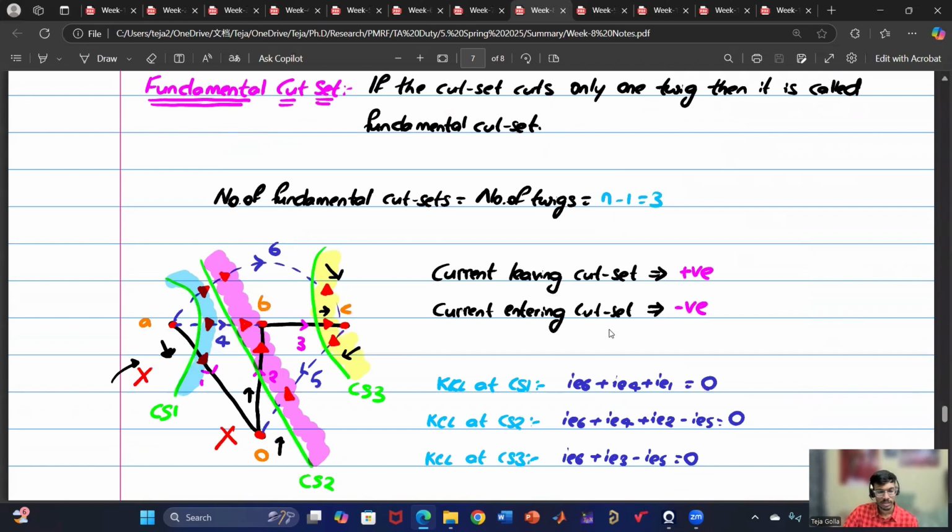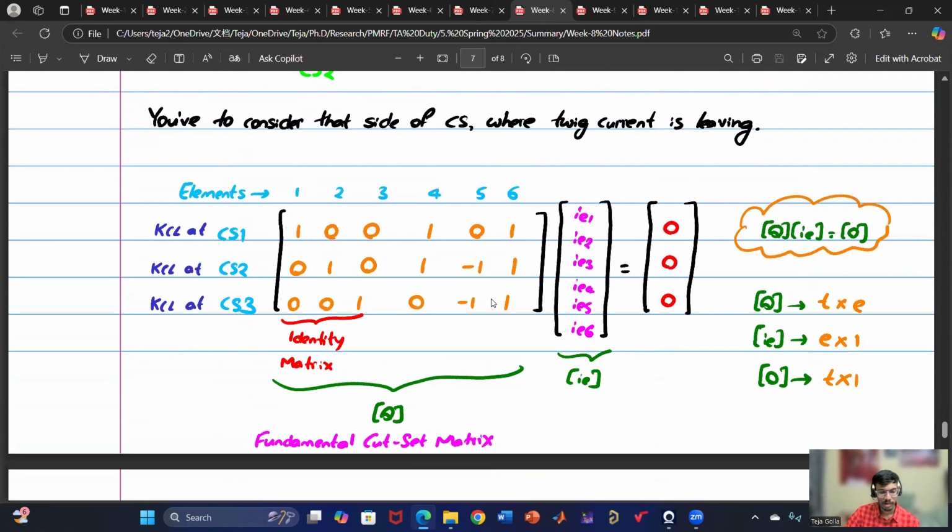Equal to number of twigs. So once we have the fundamental cut set, you have to apply KCL on that side where the current is leaving the cut set. Once current is leaving the cut set, it is considered positive. Current entering the cut set is negative. So you have to consider that side of the cut set where the twig current is leaving the cut set, so it will have a positive term. Once we apply KCL on that side, then you will get the fundamental cut set matrix.